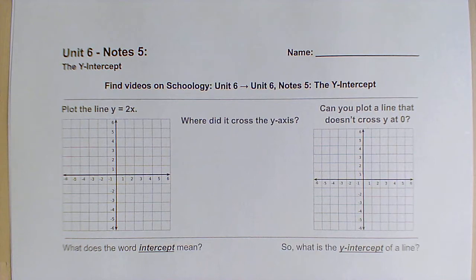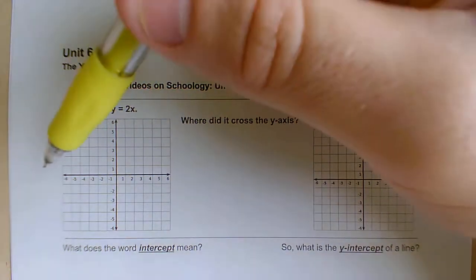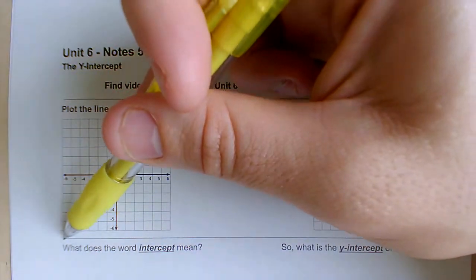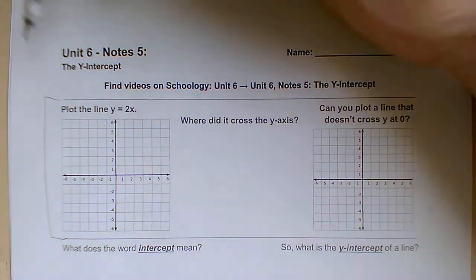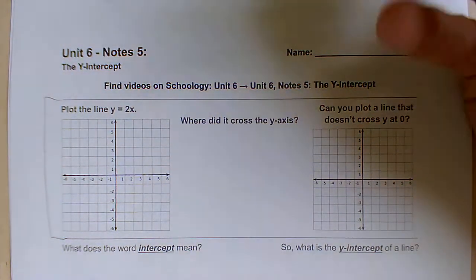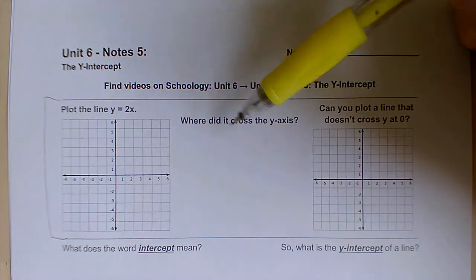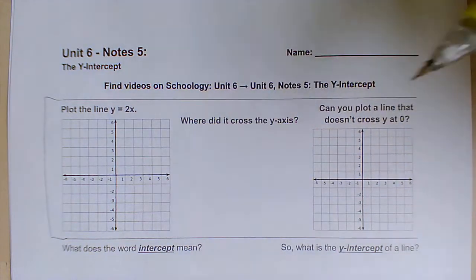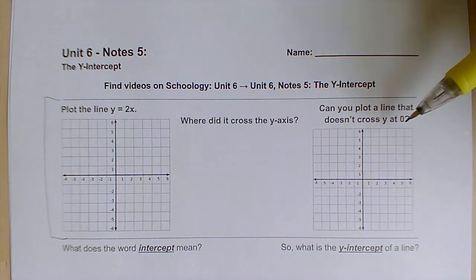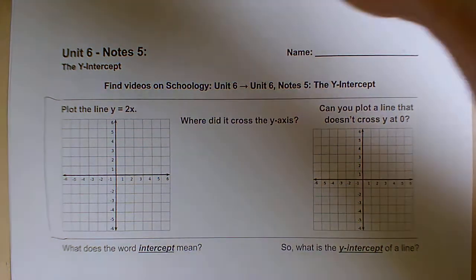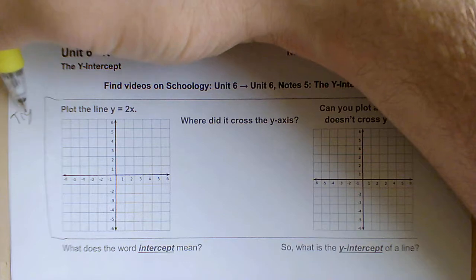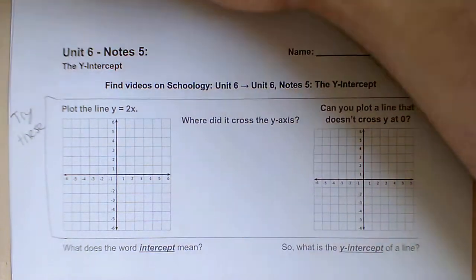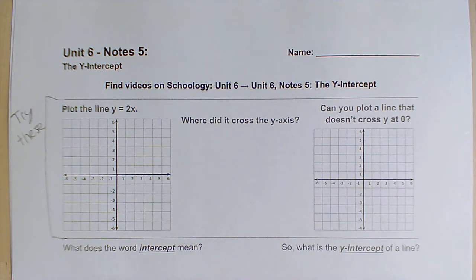So we're going to start with our review section like always. I want you to go ahead and try plotting the line y equals 2x, and then tell me where it crosses the y-axis, and try to plot a line that doesn't cross the y-axis at 0. So try these. I want to make sure you can do this before you move on to the rest of the notes. So pause and give it a shot.